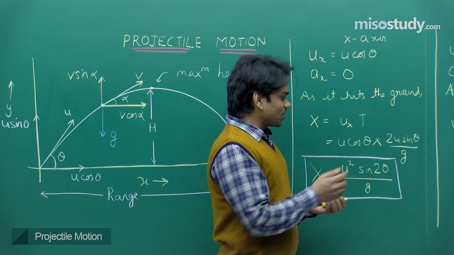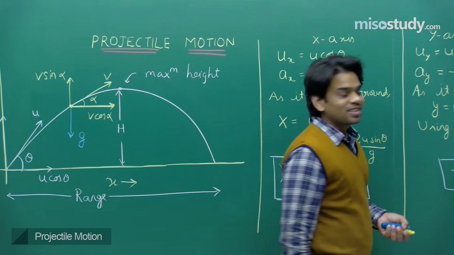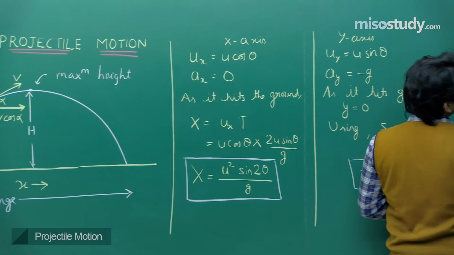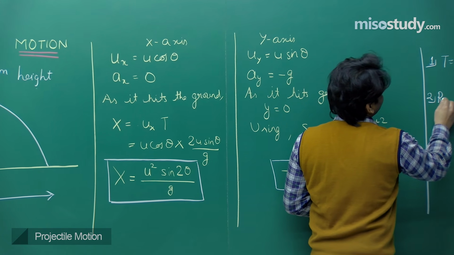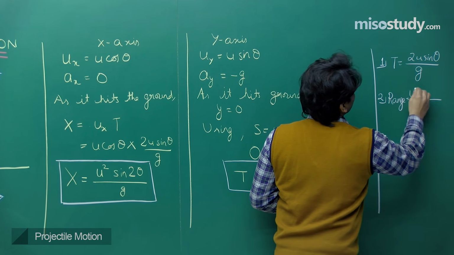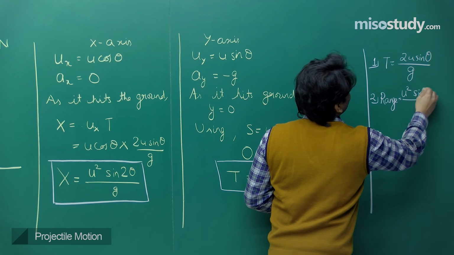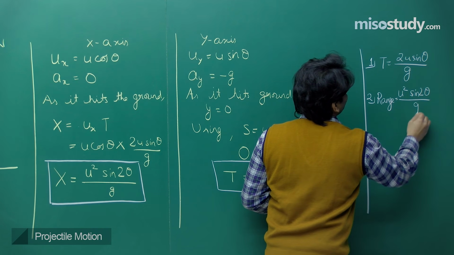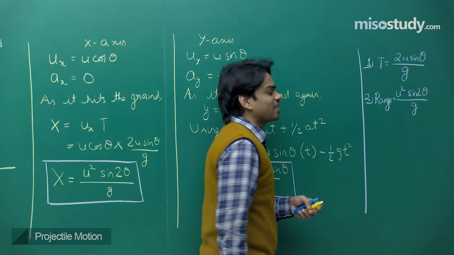So again we got a second result, that is for range. Again we are going to use the right hand part of the board, and let us write this result separately, that is range is equal to u square sine 2 theta by g. One more result that we got.